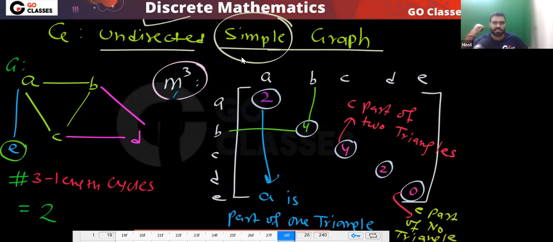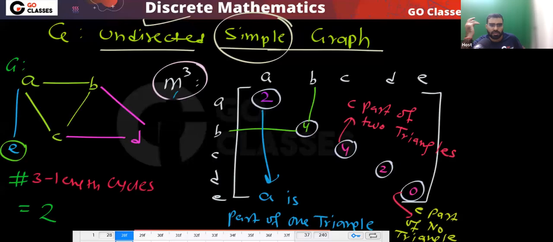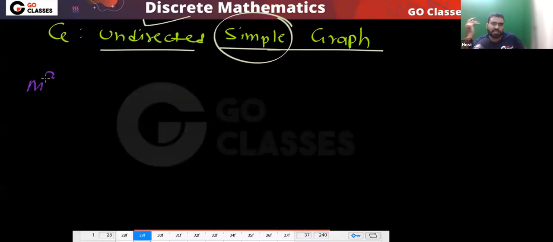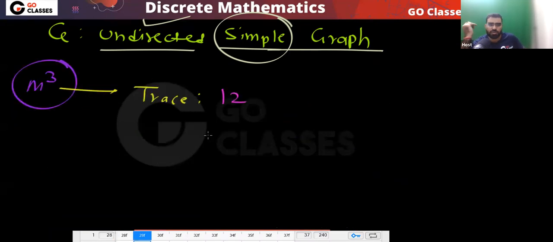Okay. So what is the trace? Can you tell me? What is the trace in this? You can easily see in the previous example. In the previous example, in the M3, what is the trace? You can add all of them. So you can see that it will be 12. So trace will be 12.